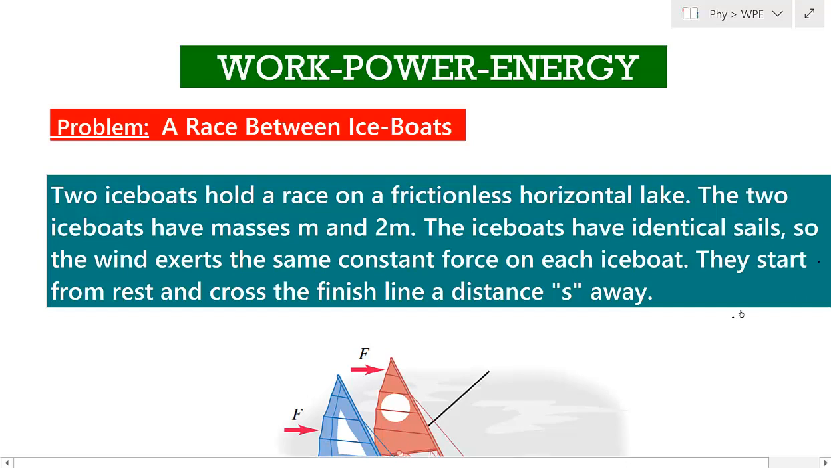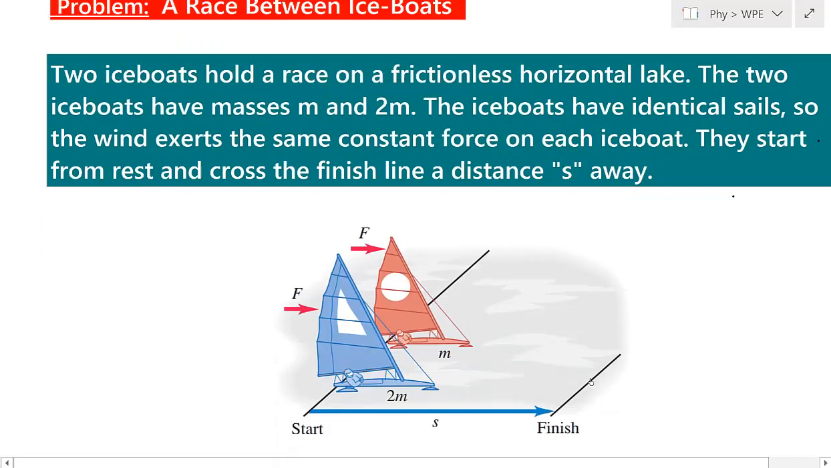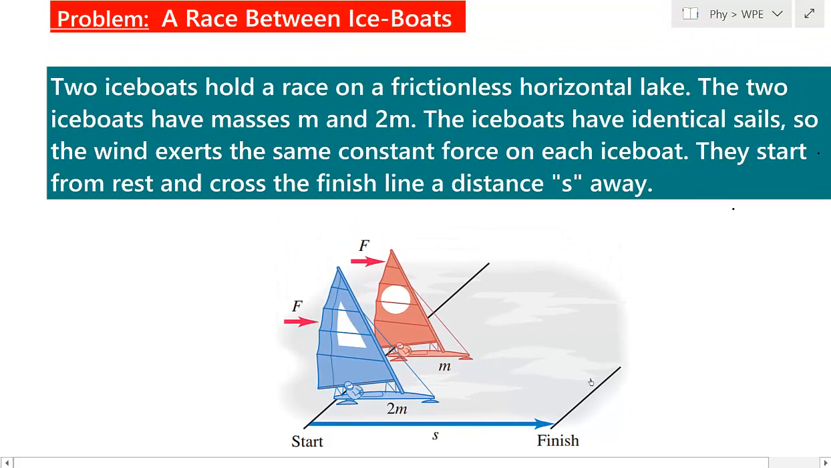Hello friends, in this problem we will see how we can use the work energy theorem to compare the velocity between two ice boats. This is an example of a race between two ice boats. So here I have two ice boats. This is the first one and this is the second one. Let's call this ice boat 1 and this ice boat 2.